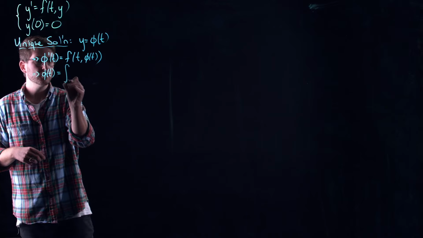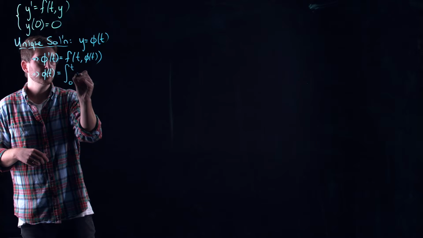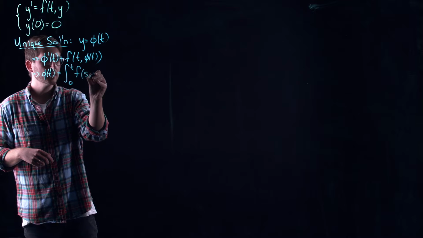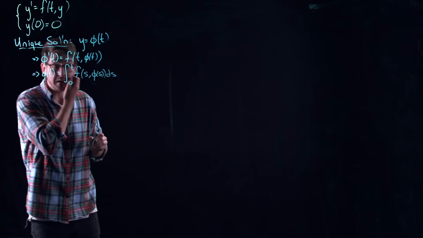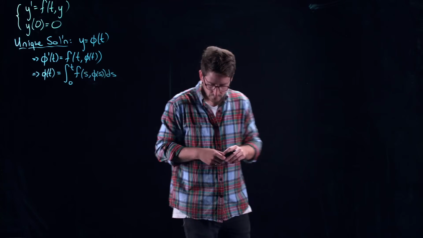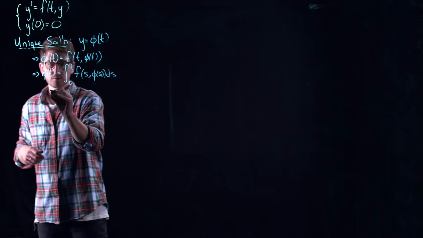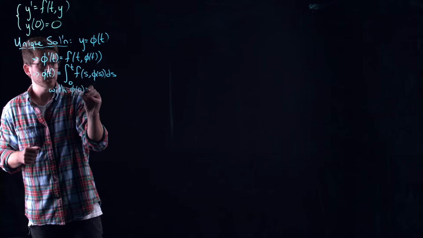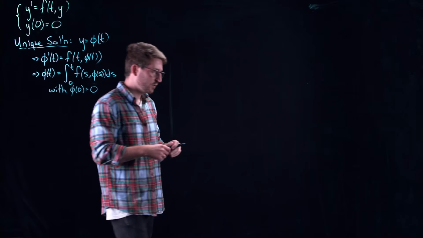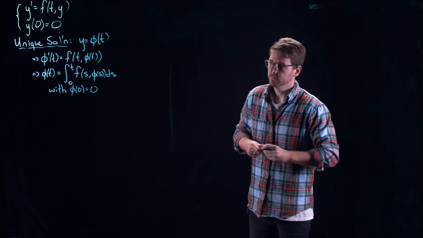But this is now equal to the integral from 0 to t of f of s comma phi of s, so I'm using s as my integration variable, ds. And also, let's just remind ourselves, this is my initial condition. Phi of 0 is equal to 0. So just in case you're wondering where that piece went.